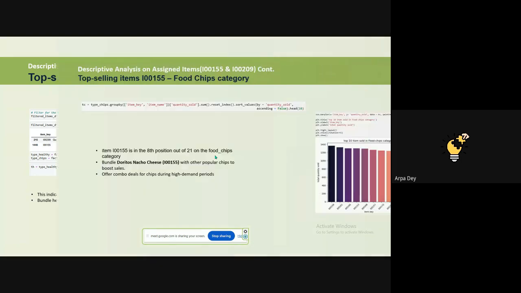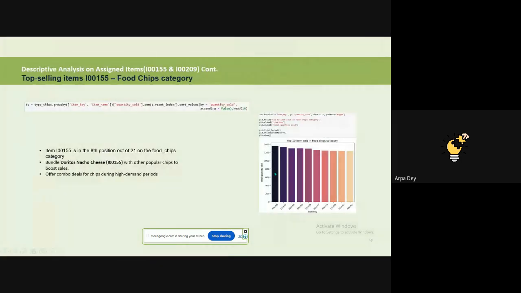But for item number 155, which is in the food chips category, it is not performing that well. It is at number 8 of our top 10 chart. So what we can do here is make combo deals, or give offers to boost the sale of this product.